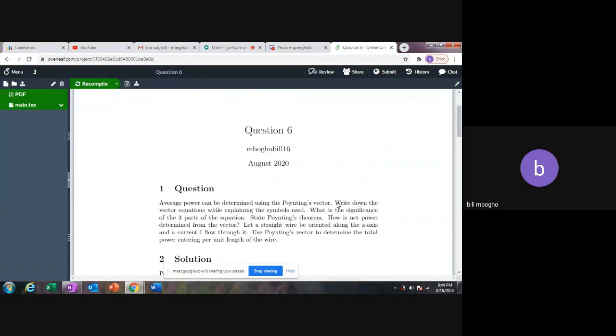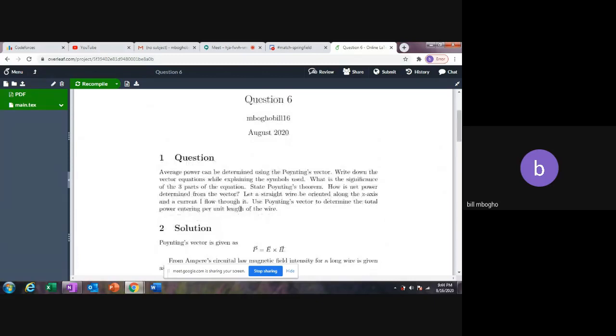If you think about it, another way of calculating energy might have been to get an equation with attenuation of energy, and then use that attenuation to calculate. But that's not what Poynting's vector tells us. Poynting's vector just tells us to curl them, then this gives us a rate of change. Then the last part is the significance. How is net power determined from the vector?